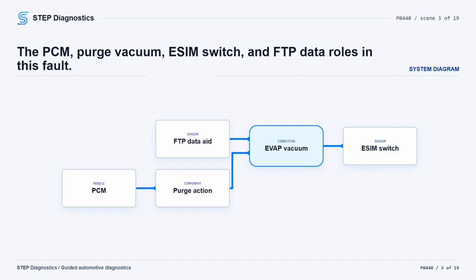The ESIM signal will typically be a 12-0 or 5-0 signal depending on the vehicle, and the voltage signals can vary between vehicles and may be somewhere between 5-0 and 12-0 volts. The fuel tank pressure sensor is not what the PCM uses to decide the leak result, but it is very useful for watching what the system is doing during diagnosis.